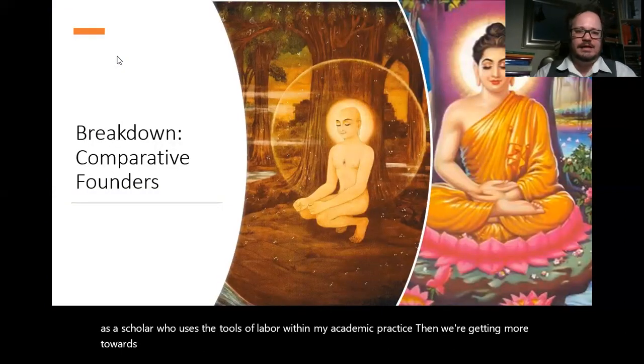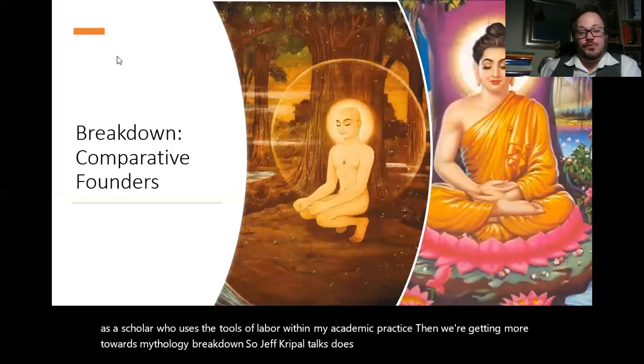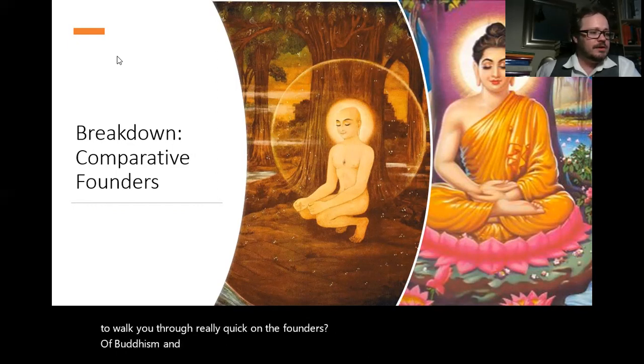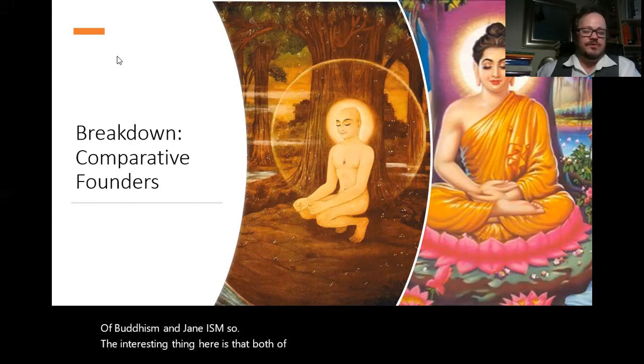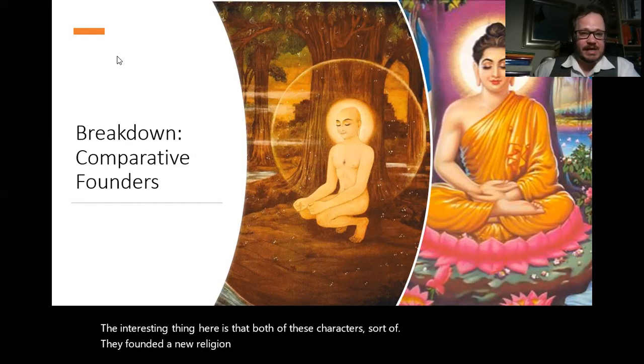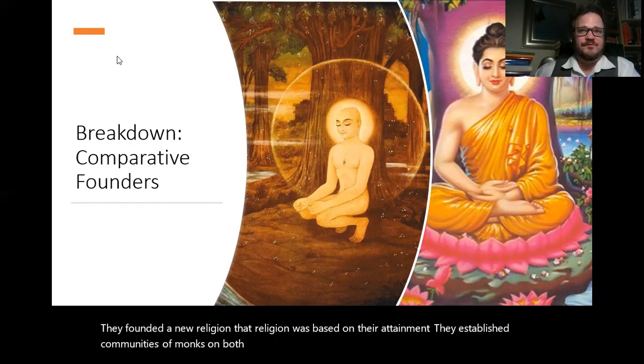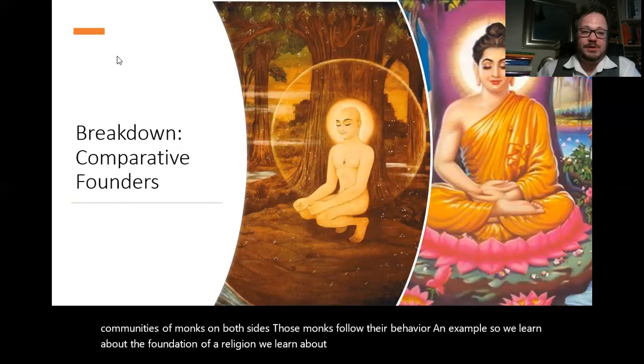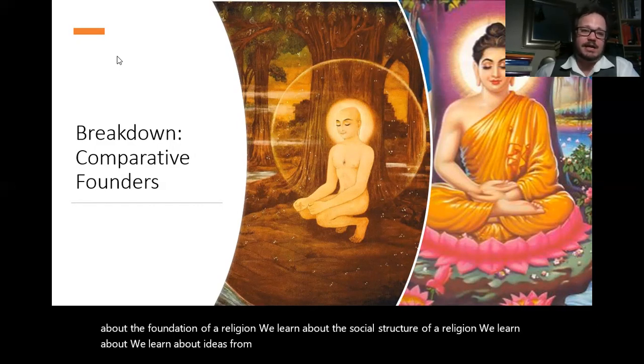So Jeff Kripal does one comparative move that I'm going to walk you through really quick on the founders of Buddhism and Jainism. The interesting thing here is that both of these characters founded a new religion. That religion was based on their attainment. They established communities of monks on both sides. Those monks follow their behavior and example. So we learn about the foundation of a religion, the social structure of a religion, and ideas from the earliest strata of that religion.